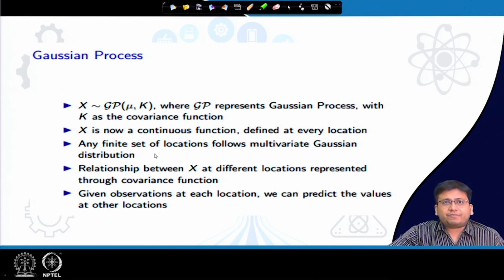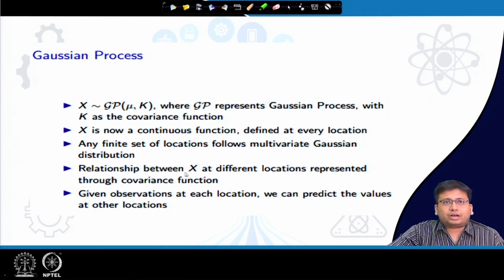Any finite subset of locations follows a multivariate Gaussian distribution. Of course, these need not be locations; they can be time also. If they are locations, then x follows a spatial Gaussian process. If it's time points, then we can say that it follows a temporal Gaussian process, and so on.